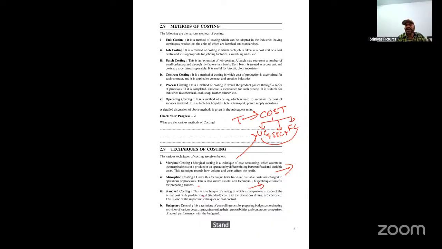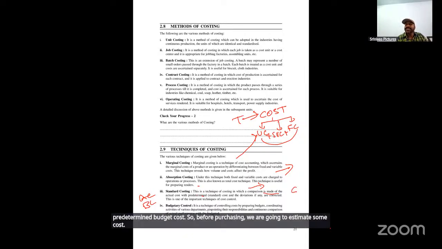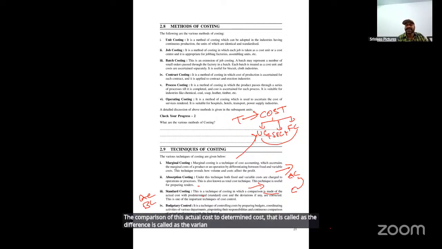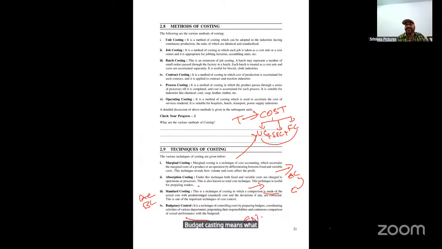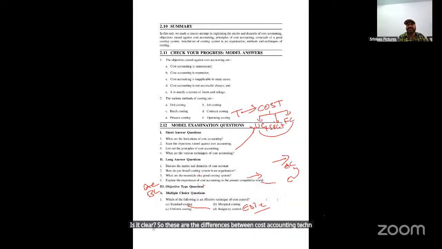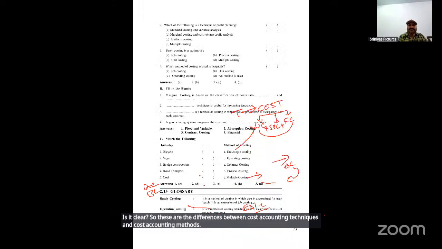Standard costing means the comparison between the actual costs and the predetermined budget cost. Before purchasing, we estimate some cost, and after purchasing, the original cost is incurred. The difference between the actual cost and the determined cost is called variance in standard costing. Budget costing means estimated costs are called budget cost. Is it clear? So these are the differences between cost accounting techniques and cost accounting methods. Next chapter.